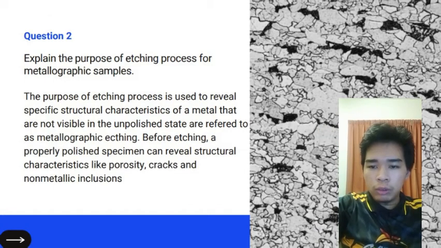For the question 2, explain the purpose of the etching process for metallographic samples. The purpose of the etching process is to reveal specific structural characteristics of a metal that are not visible in the unpolished state, referred to as metallographic etching. Before etching, a properly polished specimen can reveal structural characteristics like porosity, cracks, or non-metallic inclusion.